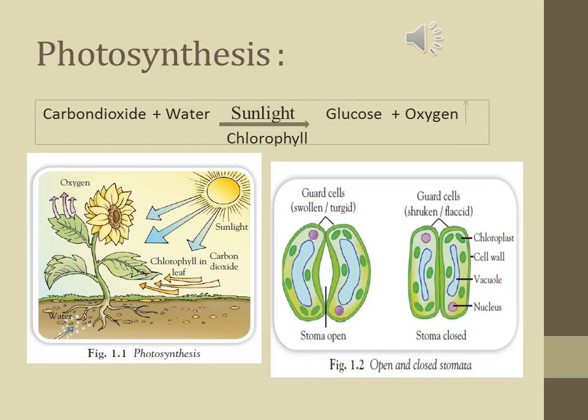They have certain specialized organelles called chloroplasts, which have the green pigment known as chlorophyll. The function of chlorophyll is to capture the energy from the sun. So the CO2, that means the carbon dioxide which is present in the air, enters the leaf through tiny pores called stomata. These stomata are found on the lower side of the leaf. So the gaseous exchange occurs through these stomata.